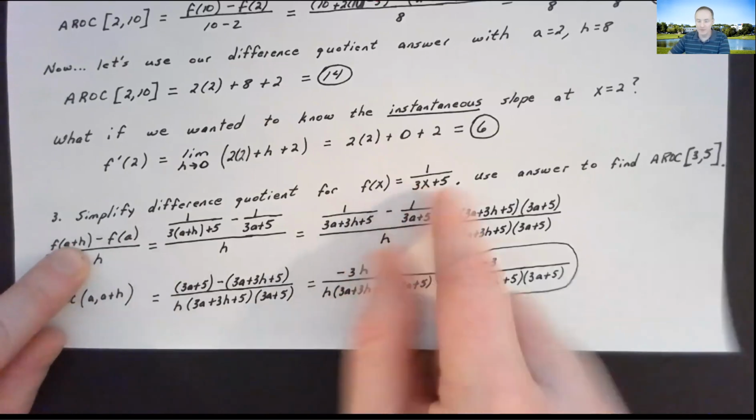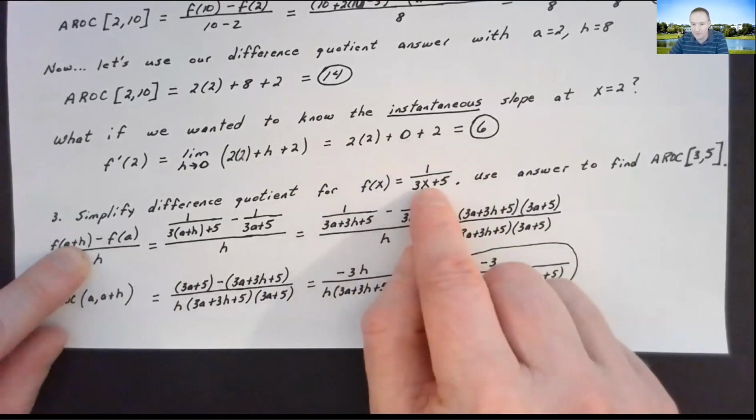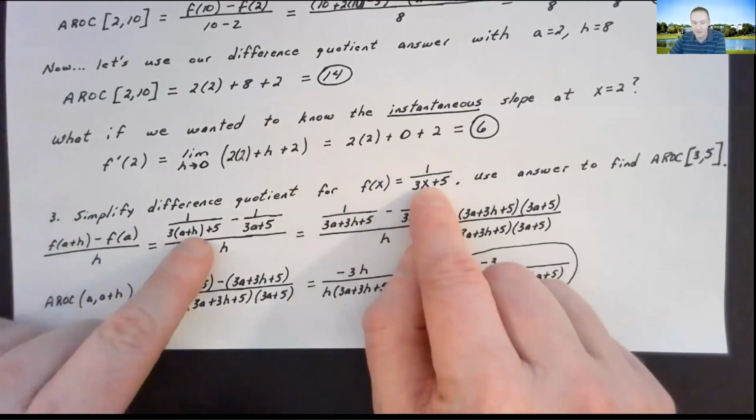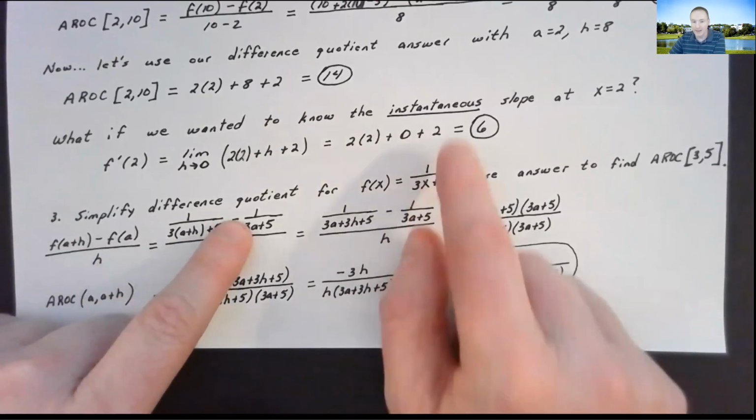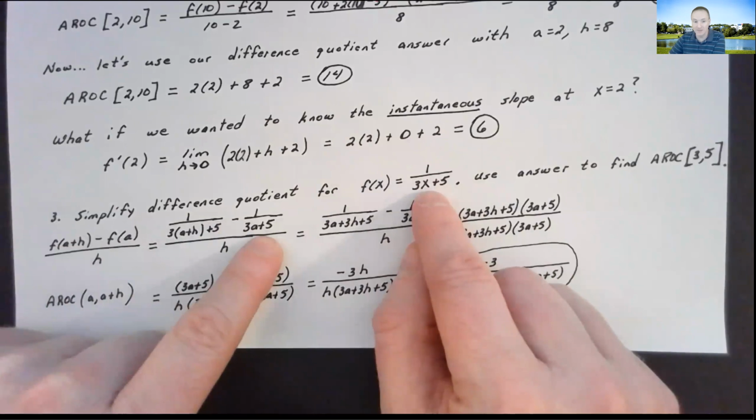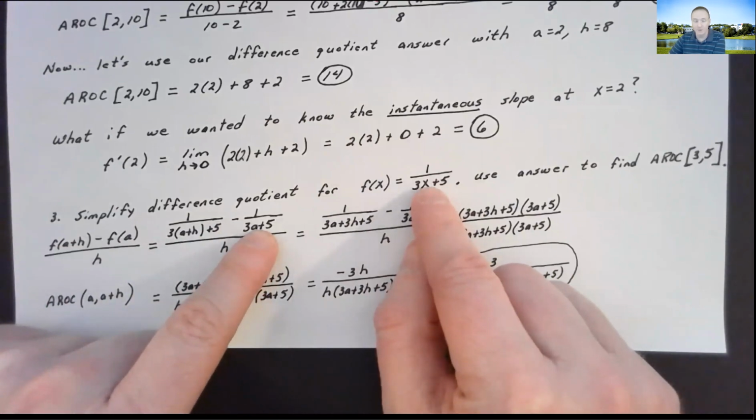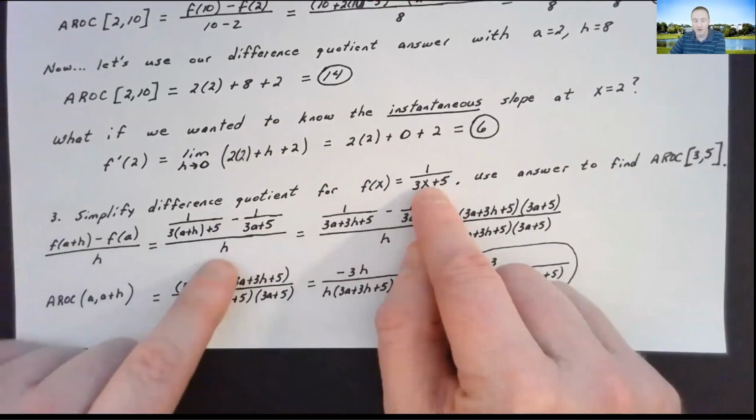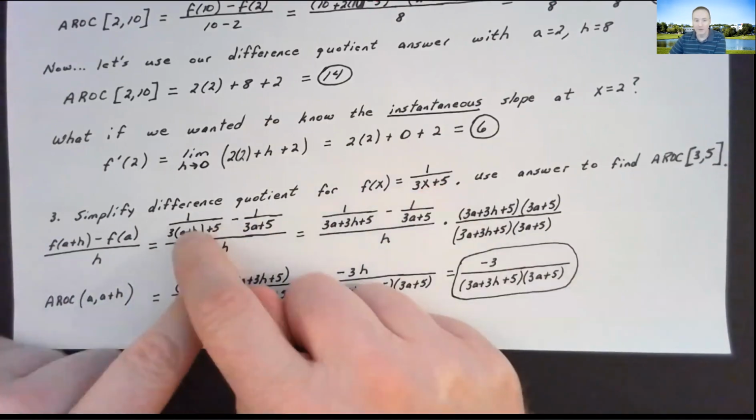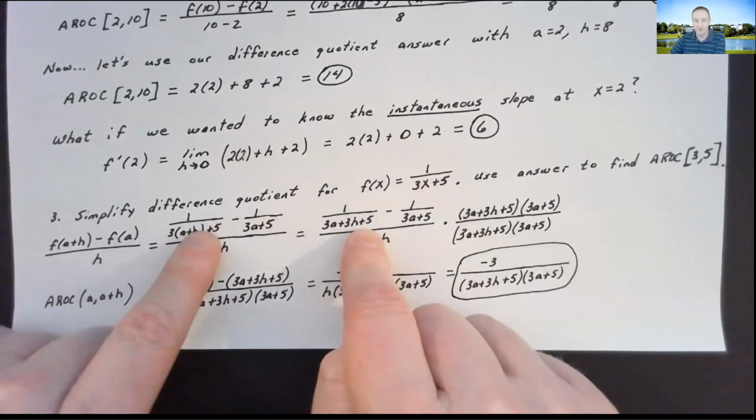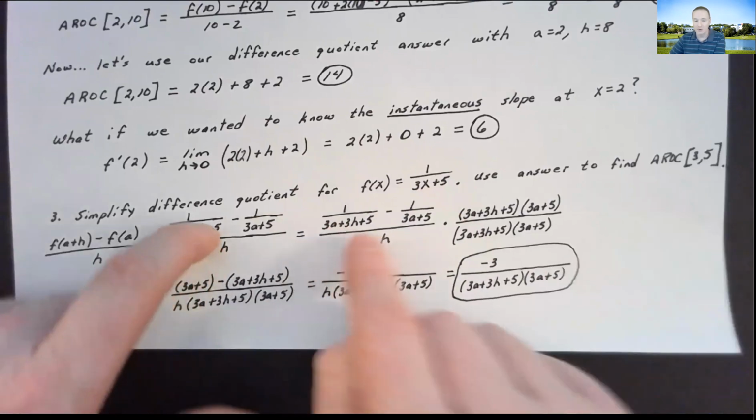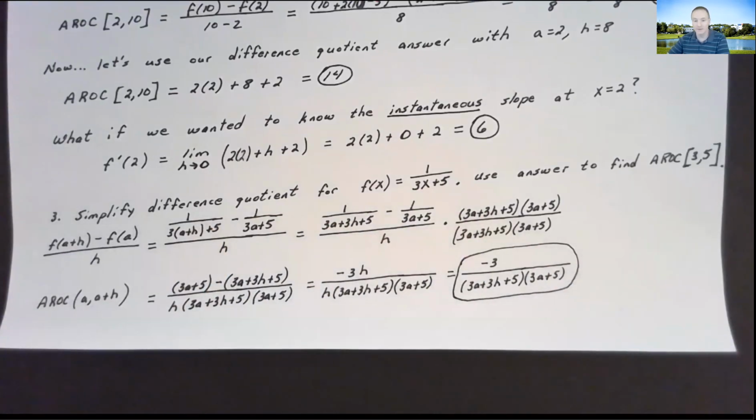Well, f of a plus h tells me to plug in a plus h everywhere I see an x. That's what I've done right here. 1 over 3 times a plus h plus 5 minus f of a, it's just the same thing as f of x, except you put an a in the place of x. So 1 over 3a plus 5, all divided by h. Now, the only thing I've done from this step to this step is I distributed the 3 through that group a plus h to get 1 over 3a plus 3h plus 5.